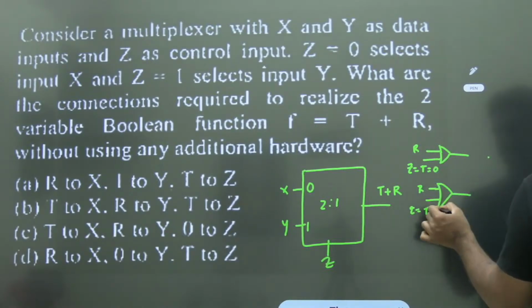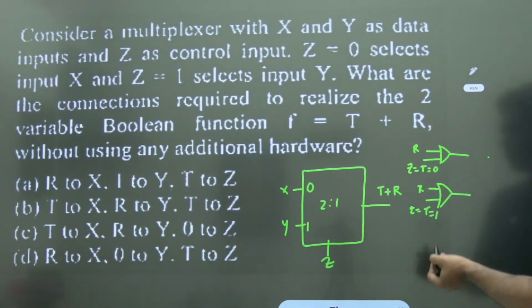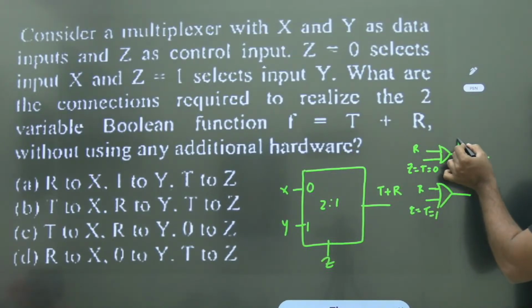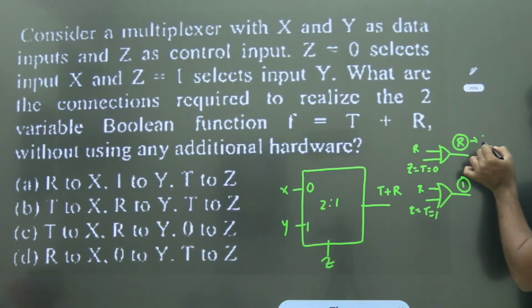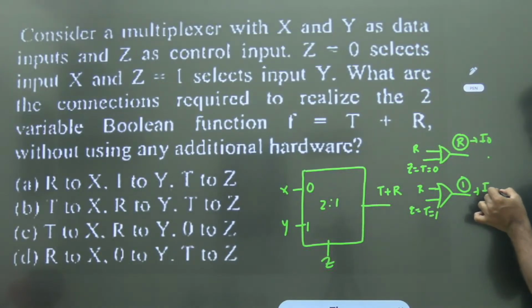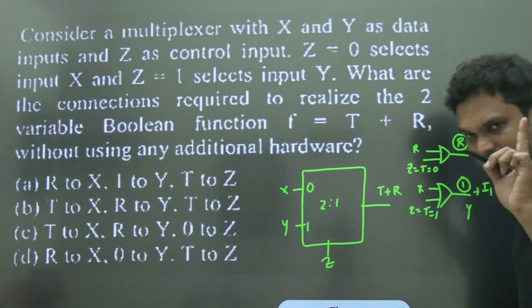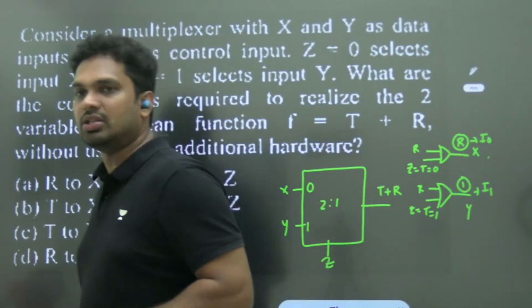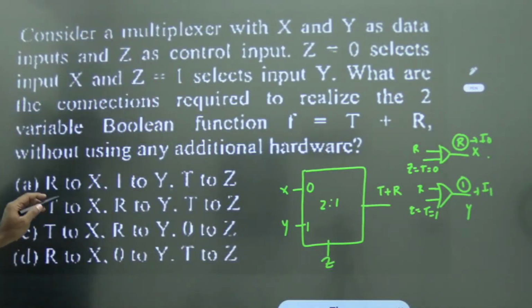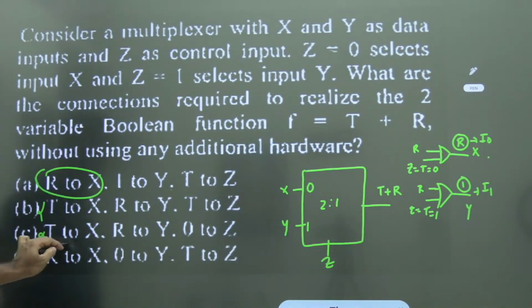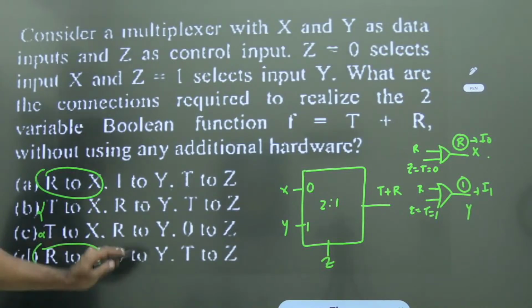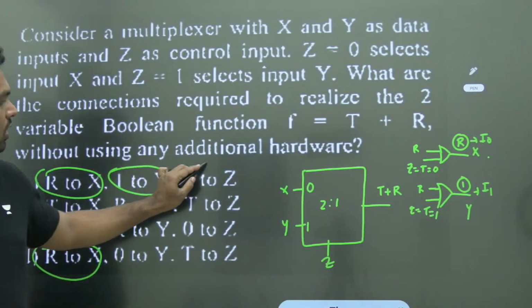T equal to 0 and 1. What are the outputs of the OR gate? This is what we have done in the regular class. Now, R plus 0 is R, 1 plus R is 1. So these are the inputs you should give for I0 and I1. But I0 and I1 are nothing but X, Y. So X must be R, Y must be 1, Z must be T. R to X, then 1 to Y, T to Z.